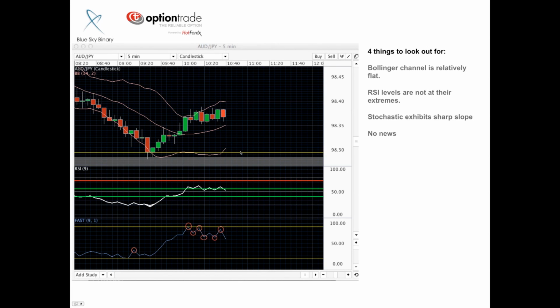So once you've identified a flat Bollinger channel, take a look at your RSI and make sure that it's generally within or below 65 and above 35. Okay, 65 and 35. Generally speaking, within that range, you don't want it to be near the red line or the extremities where RSI is overbought or oversold.